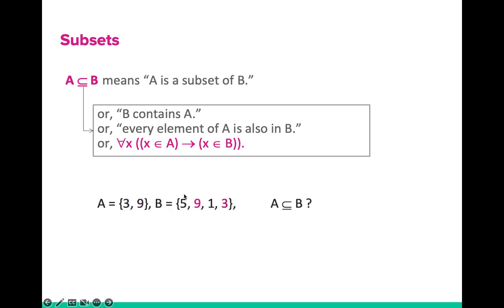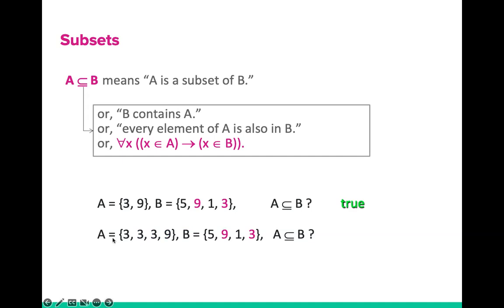Okay, suppose we have these examples. We have A with elements 3 and 9, and B has elements 5, 9, 1, and 3. So can we consider A as a subset of B? Yes, we can consider it as a subset. Why? Because every element of A is in B. A has only elements 3 and 9, and 3 and 9 are also in B.